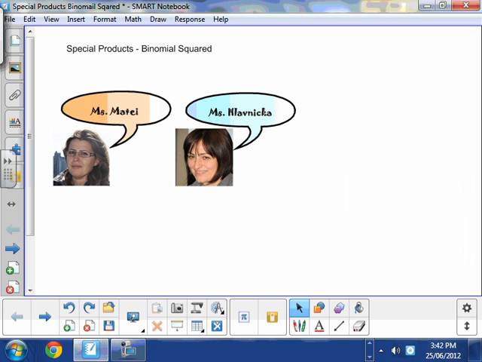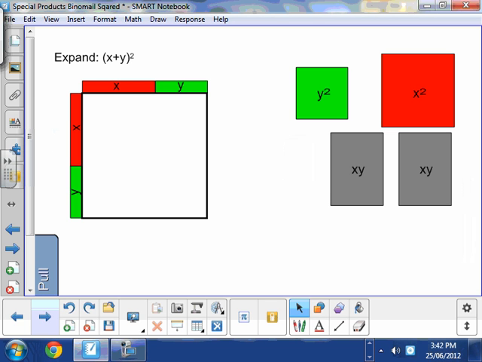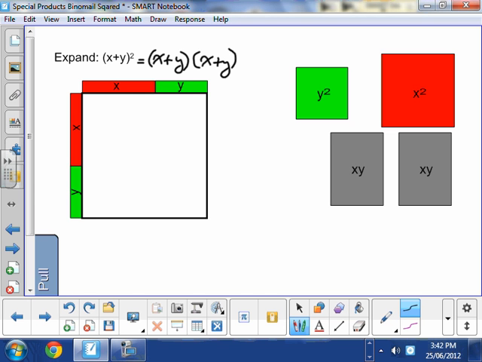So, we will try to expand the binomial x plus y squared. X plus y squared can be rewritten as x plus y times x plus y. We know that basically means finding the area of a square whose length is, how much is the length? It is x plus y, and the width is again x plus y, correct?